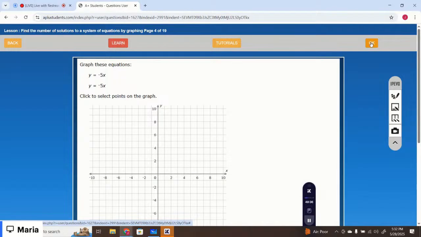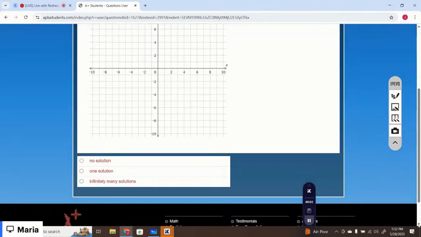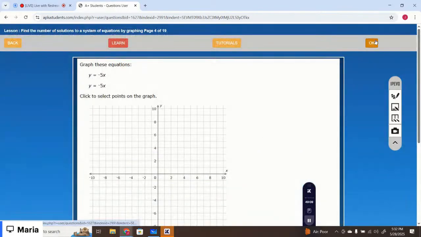Graph these equations: y equals negative 5x and y equals negative 5x. So they have infinitely many solutions. That option is the correct option.